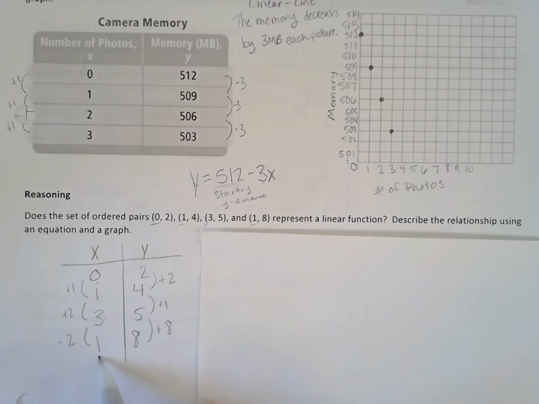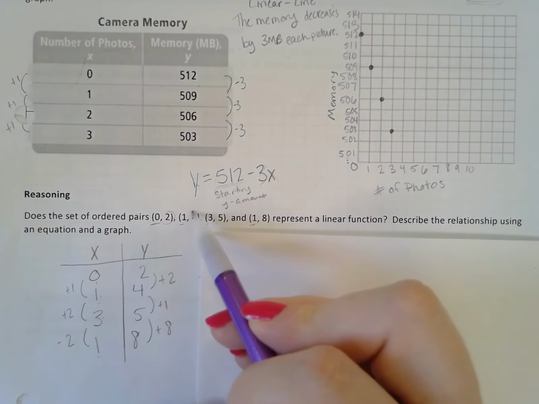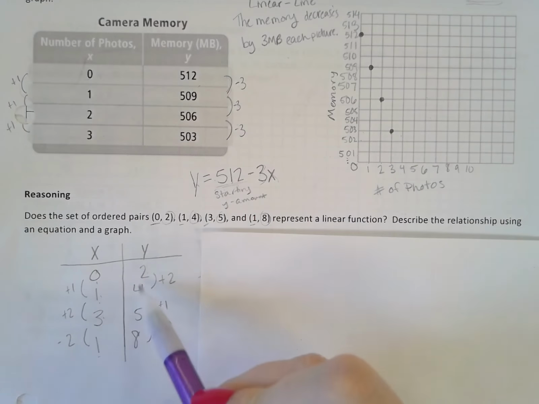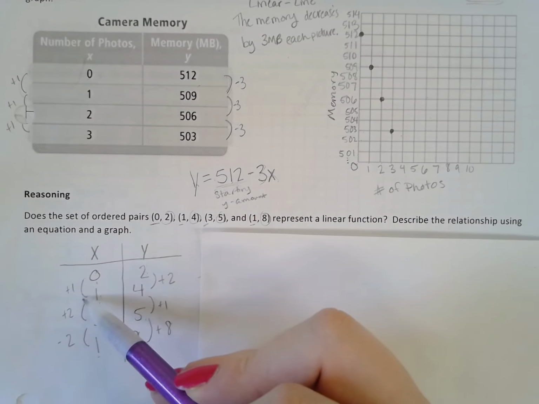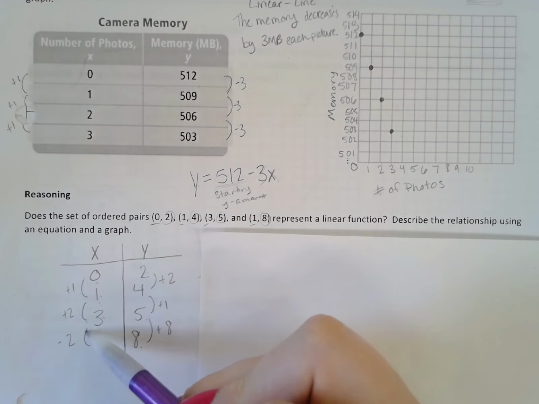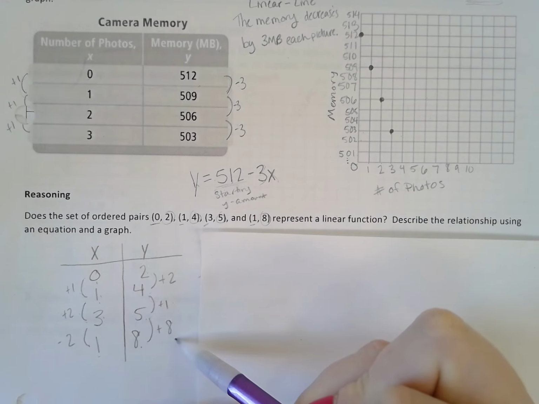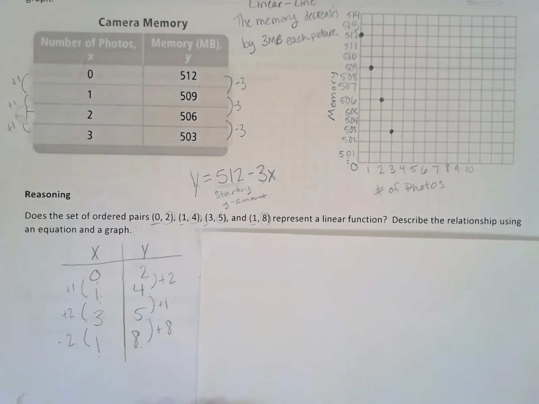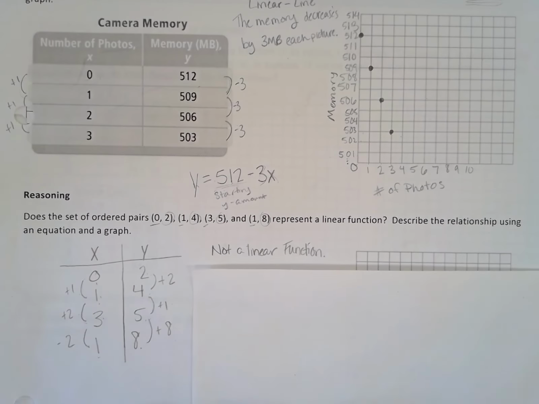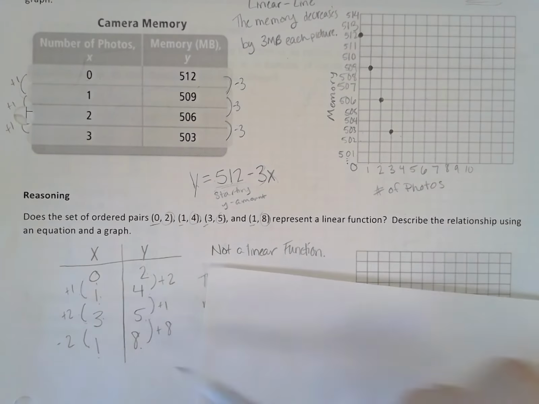And then I'm going to put the y's on the other side. So 2, 4, 5, 8. So notice how this is not the same: 1, 2, negative 2. And then this is not the same: 2, 1, 8. Now you'll see that this should probably not be a linear function because of those inconsistencies.